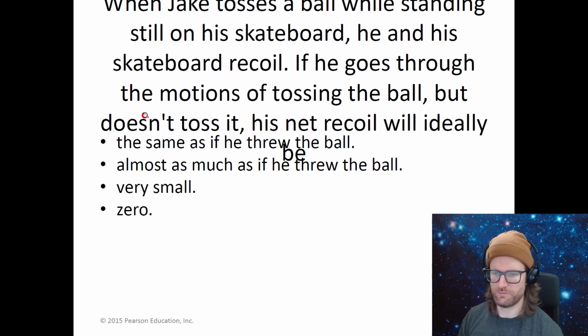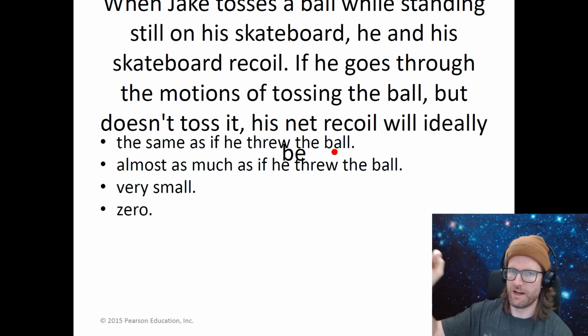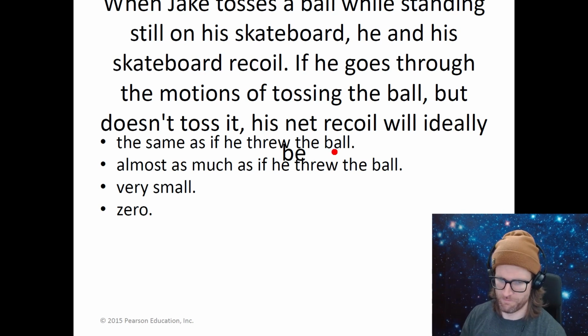Okay. This has got weird formatting here. When Jake tosses a ball while standing still on his skateboard, he and his skateboard recoil. If he goes through the motions of tossing the ball but doesn't toss it, his net recoil ideally will be the same as if he threw the ball. That's not true because the ball has to go somewhere and carry momentum away for the recoil to happen.